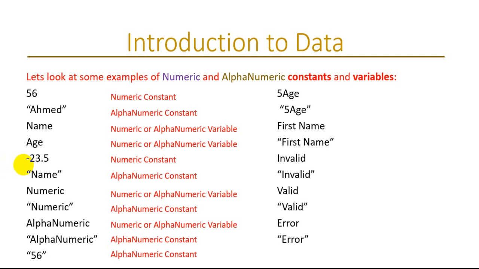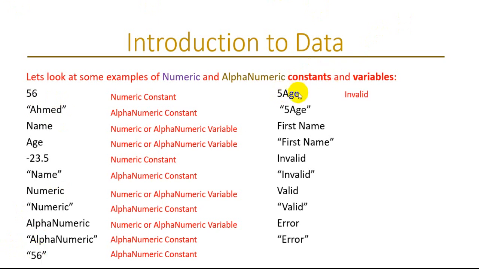Then we go to the 5, 6 again within quotes. Again, alphanumeric constant. Now look at these two examples. The one on top, which is 56, is a numeric constant because it's considered a number, whereas 56 in double quotes is not a number because of the double quotes. As soon as the double quotes come, it's an alphanumeric constant. Okay, so this one and this one.